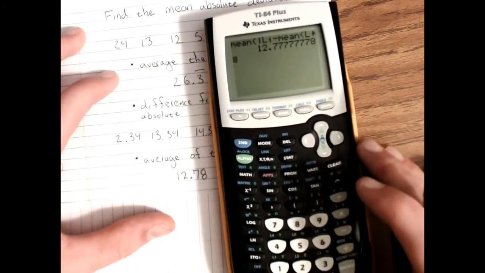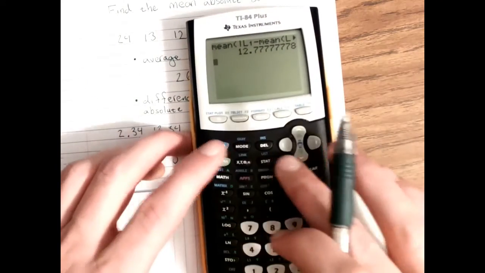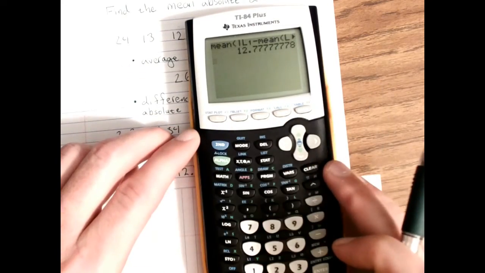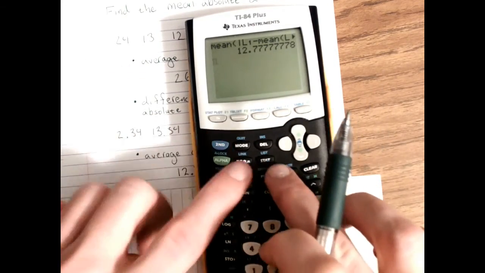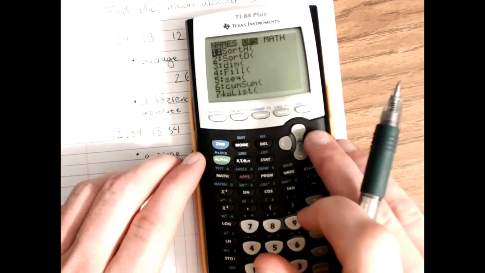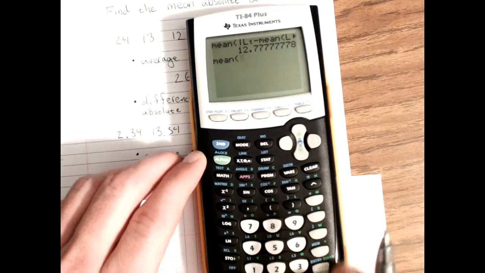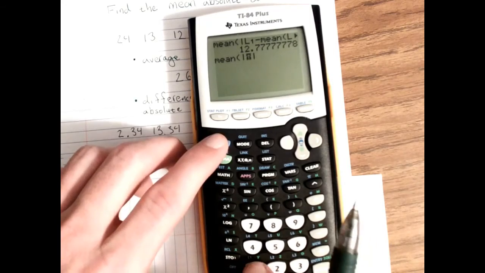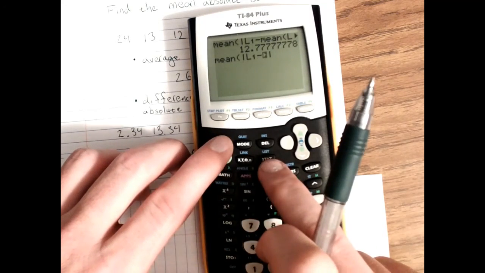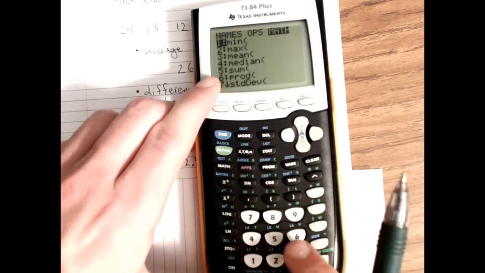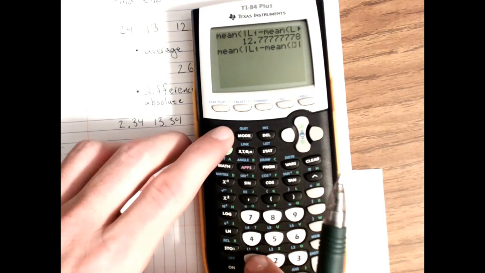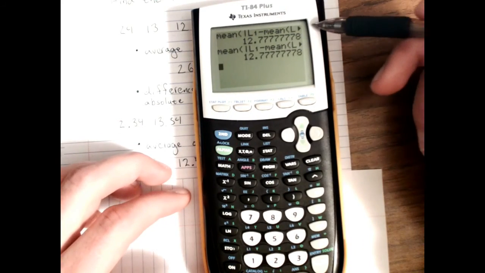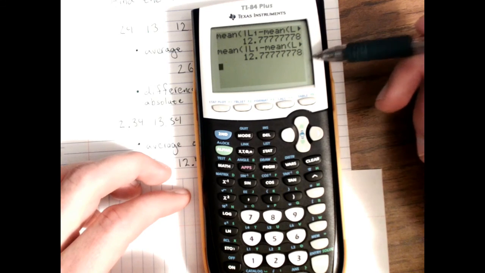I will walk you through it one more time. Stat, edit, enter your data. Second mode to quit, then second list or second stat to get to the list, over to math. Option 3, second catalog for absolute value, second 1 for list, minus second stat for list, over to math, 3 for mean, and then second 1 for list, close parentheses, and the calculator will automatically calculate the mean absolute deviation.